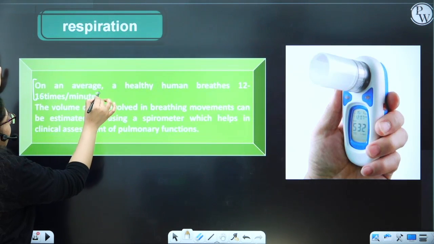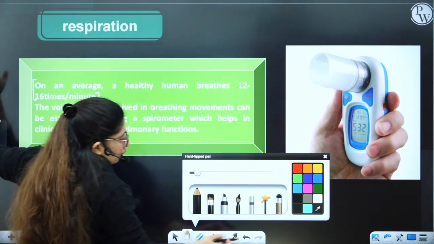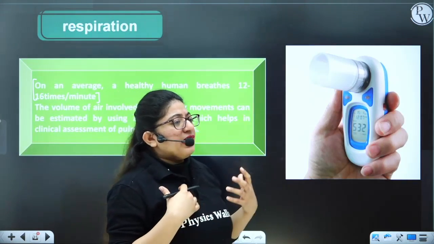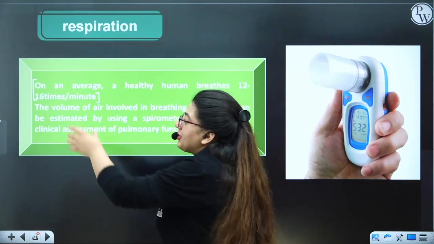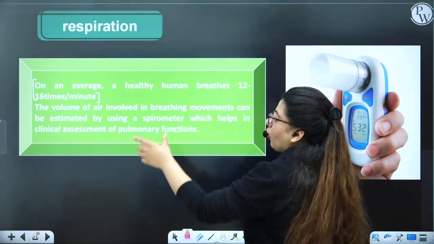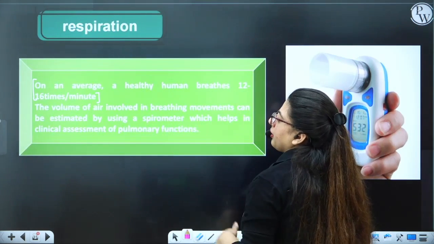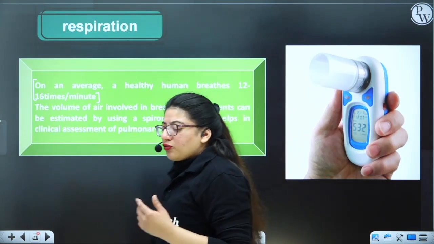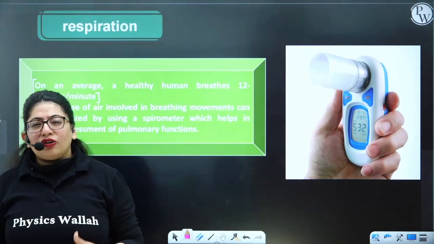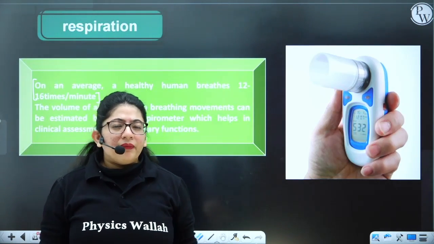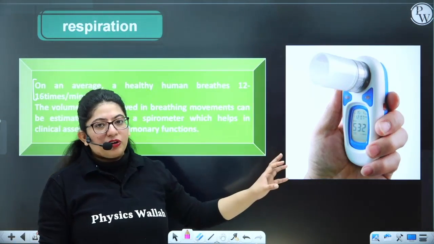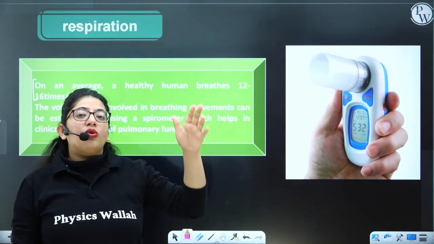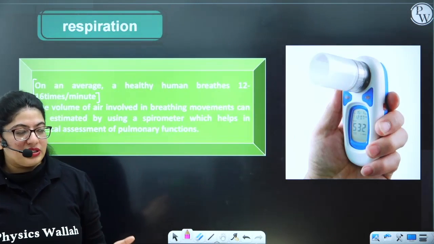So on an average, how many breaths a healthy human takes in per minute, or you say the rate of your breathing, is 16 times per minute. The volume of air involved in breathing movements can be estimated by using a spirometer, which helps in clinical assessment of pulmonary function. If you have to see what amount of air you are taking in or out, or how much is present in your lungs, you use an instrument, and that is a spirometer. This is a mini digital spirometer, and this machine lets you know the volume of air in or out of your lungs.